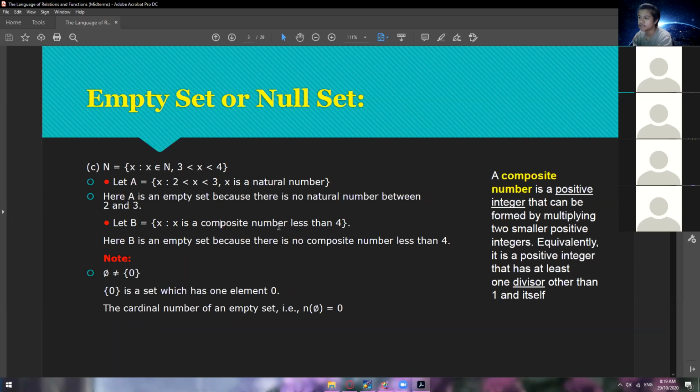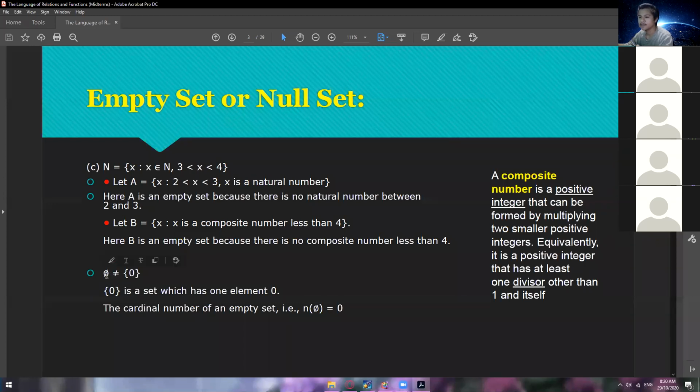x is a composite number less than 4. So we will not consider 4, but 3 and below. 3 can only be divided by itself and by 1. The same with 2. It can only be divided by itself and by 1. And the same with 1. It can only be divided by 1 and of course itself, which is 1. So we could say that P is an empty set because there is no composite number less than 4. This is another example of an empty set.